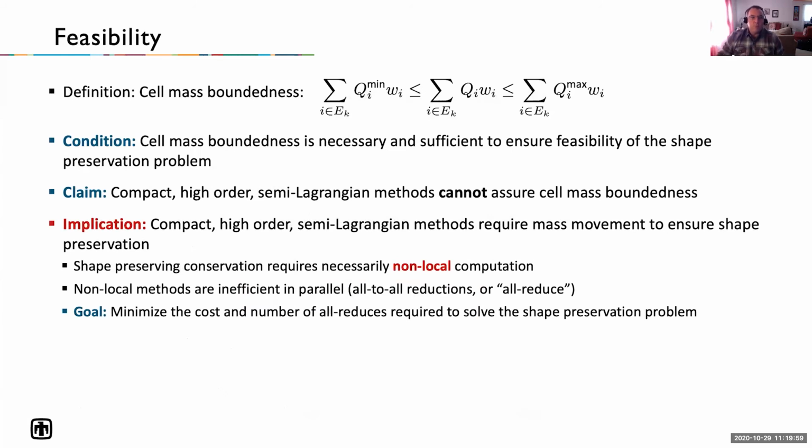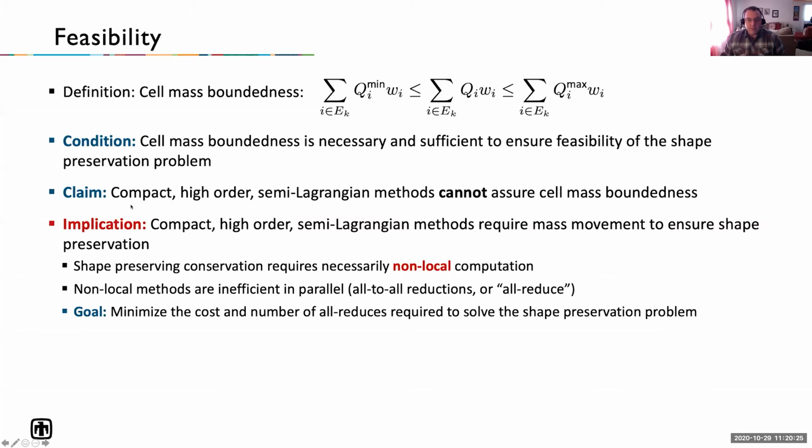So feasibility can be assured if you have what's called cell mass boundedness. So if this is the quadrature weight for an element, the minimum integral in the discrete form over that element and the maximum integral need to bound the solution. And if you can assure that you always have this, then that's a necessary and sufficient condition to prove that your optimization problem is always feasible.